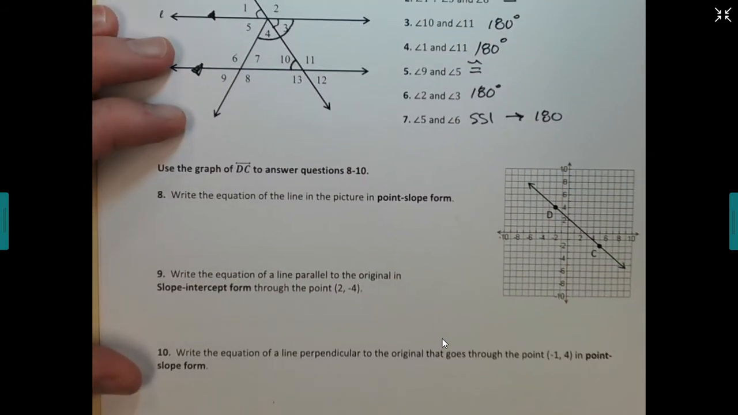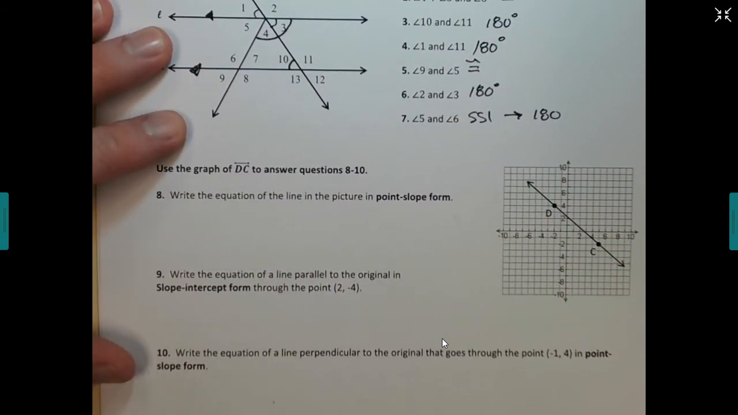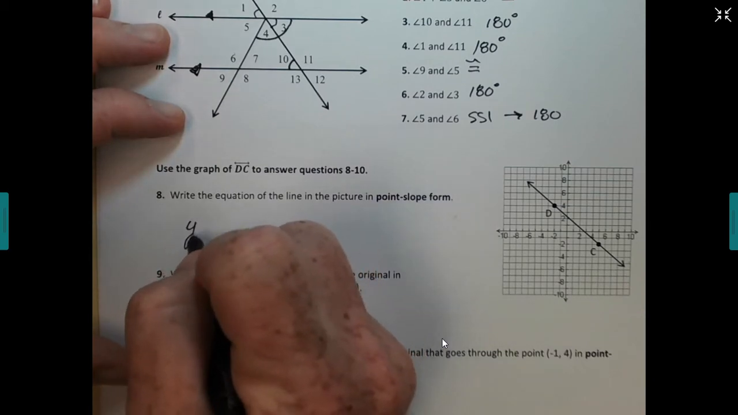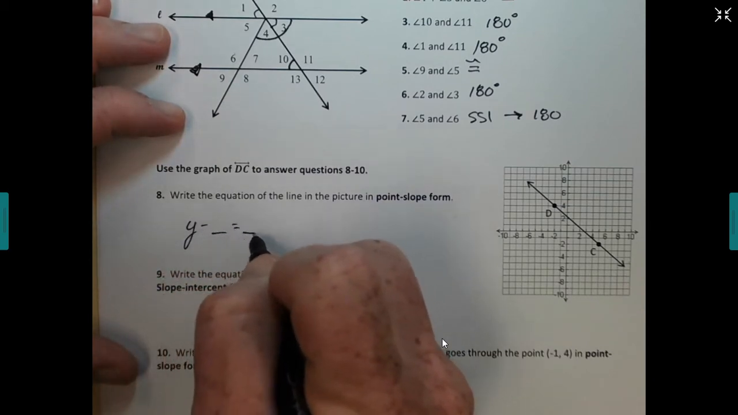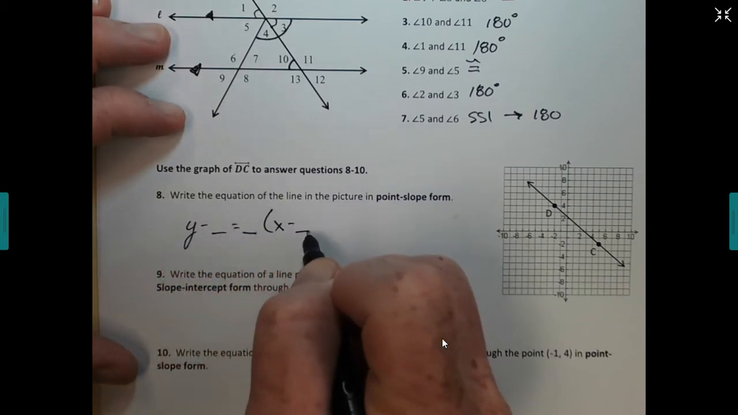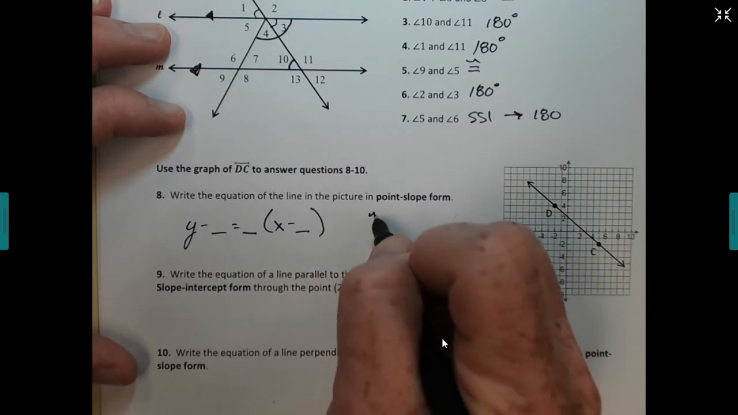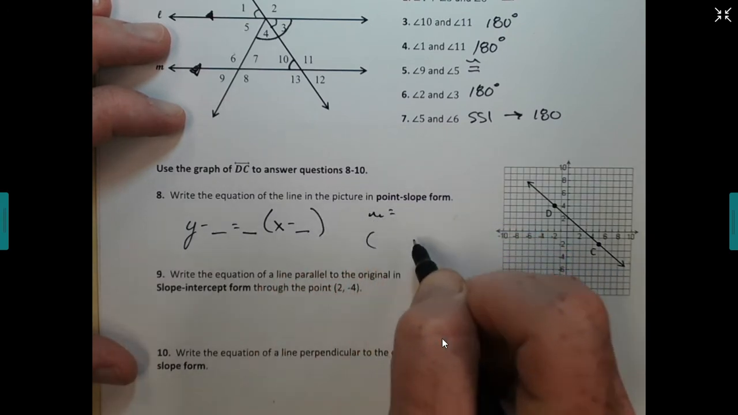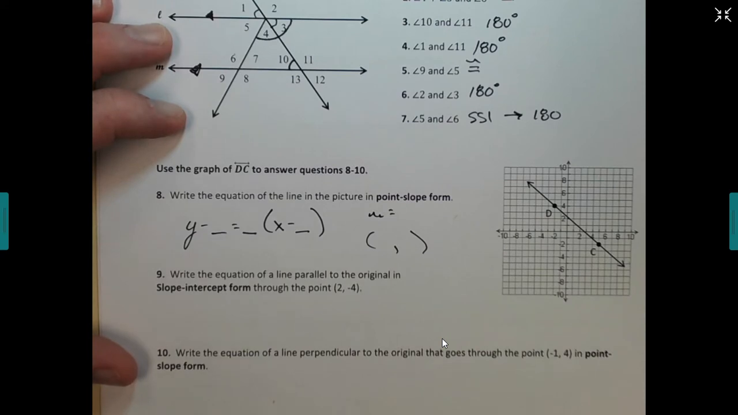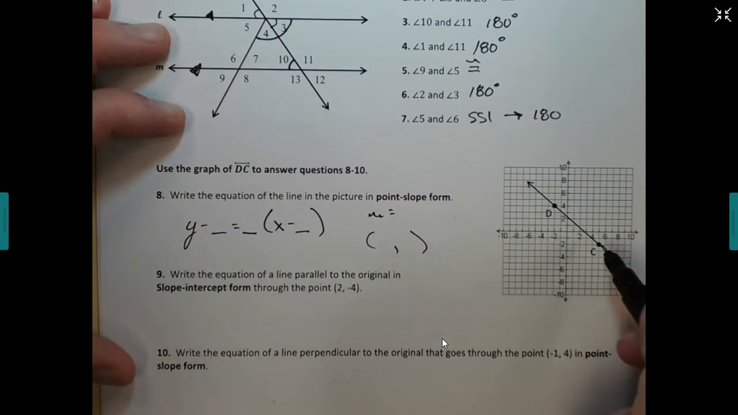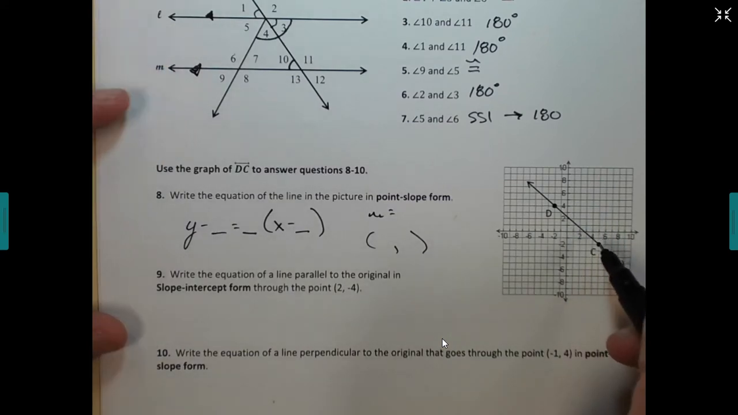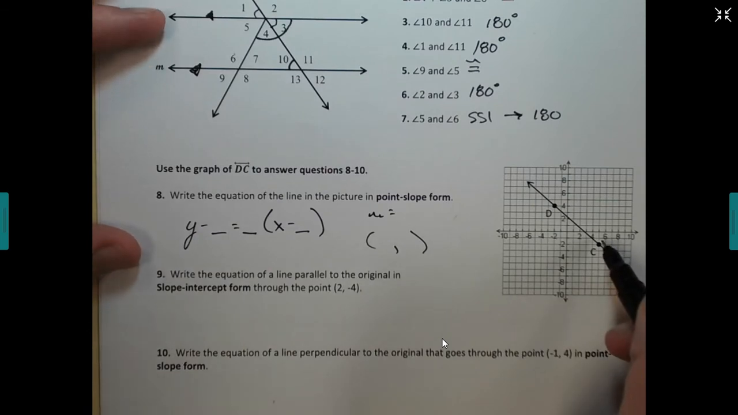Number 8, if I got a graph, write the equation of the line in point slope form. Remember, y minus y1 equals the slope times x minus x1. If I find the slope and I know a point, then I'm good to go. Well, if I'm on the graph, slope is easiest found by counting rise and run.